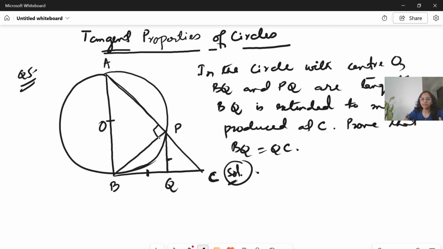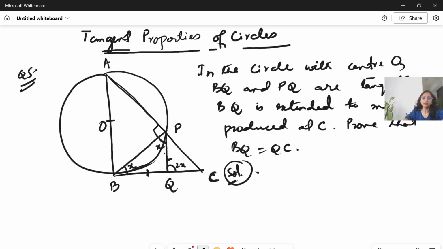So if we take this angle as x, this angle will also be x because it is an isosceles triangle, right? Now, from the exterior angle property of a triangle, we can say that this angle will be x plus x, which is 2x. Exterior angle property of a triangle: what does it say? That the exterior angle is equal to the sum of the two interior angles. So if these two are x and x each, this angle is 2x.